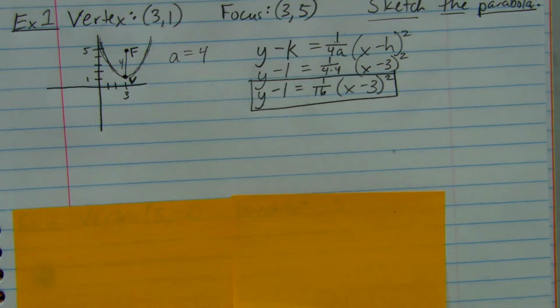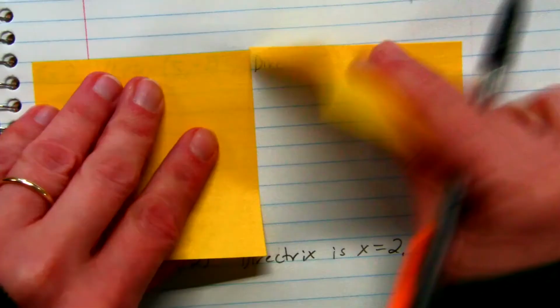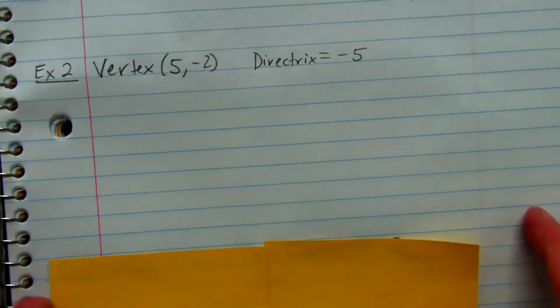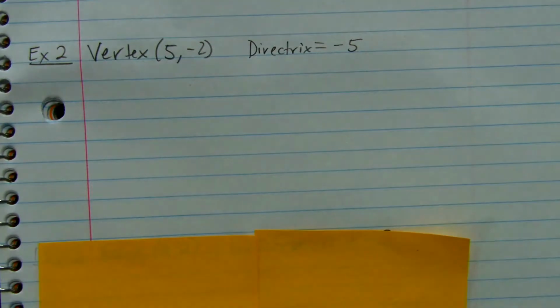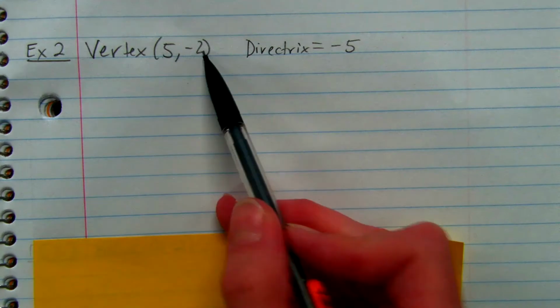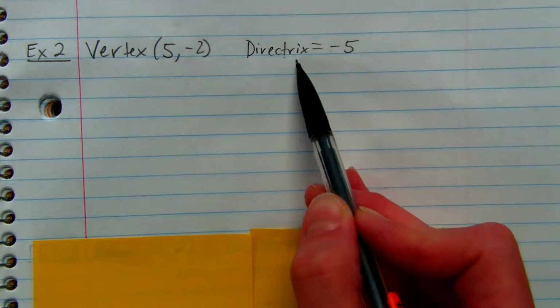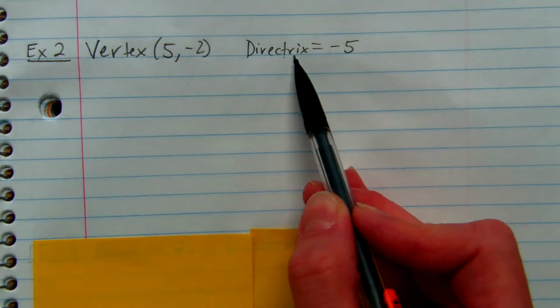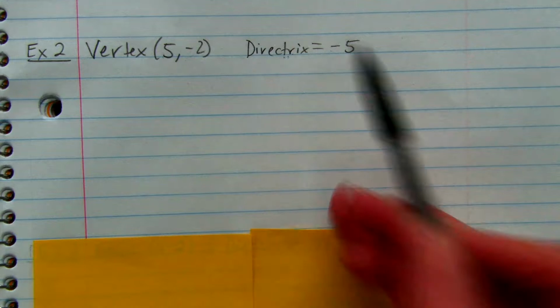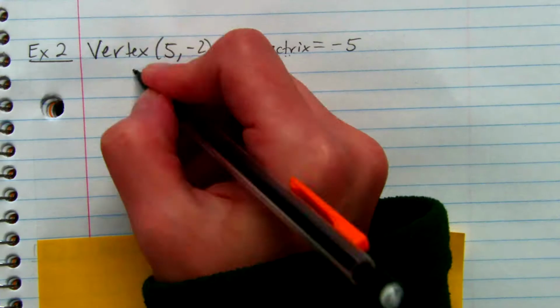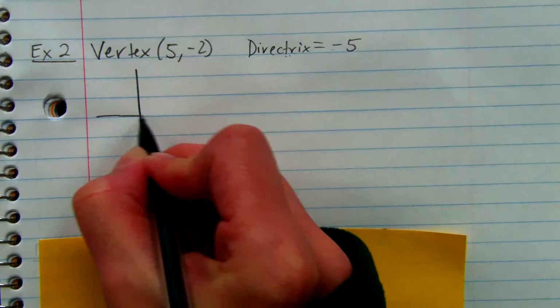All right, so let's go down to our next example. I'm going to do a big reveal, take my Post-it notes off. And example 2, they're going to give us a little bit different information, or I'm giving you different information actually. The vertex is (5, negative 2), and your directrix is y equals negative 5. So we didn't get the focus this time, but it's a very similar situation. We'll be able to find the focus knowing what the directrix is. So rule of thumb, T-H. We're going to draw a quick sketch of the graph first.